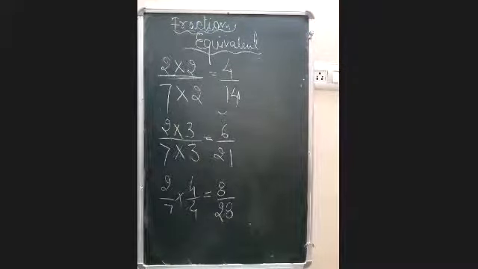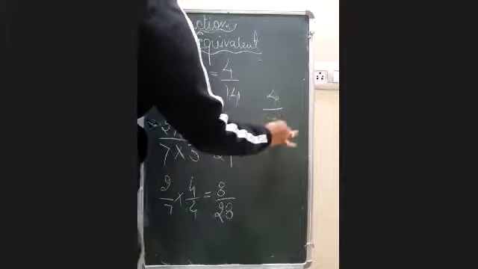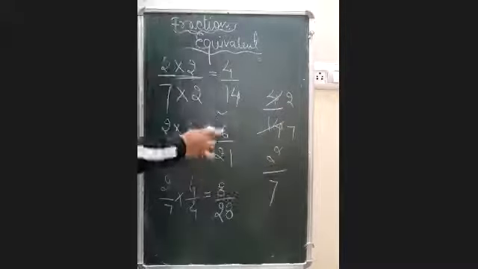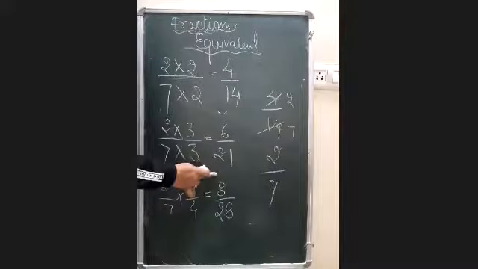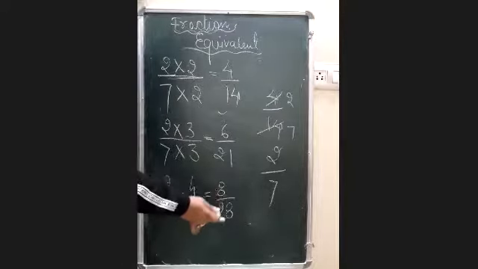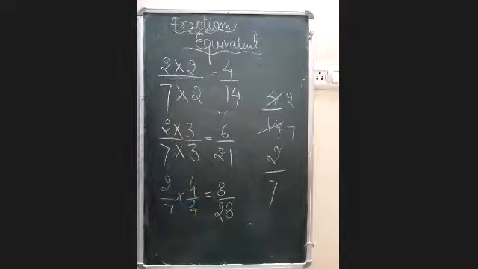Okay, when you solve it, like 4 by 14: 2 twos are 4, 2 sevens are 14, you get 2 by 7. 6 by 21: 3 twos are 6, 3 sevens are 21, again 2 by 7. And 8 by 28: 4 twos are 8 and 4 sevens are 28, again 2 by 7. It means when you simplify, you will get 2 by 7 only. So remember, this is called equivalent fractions.